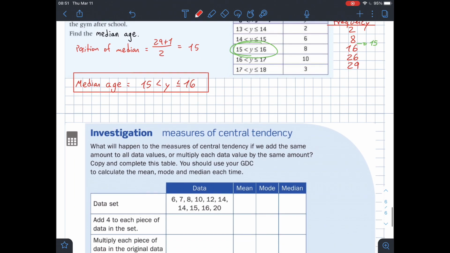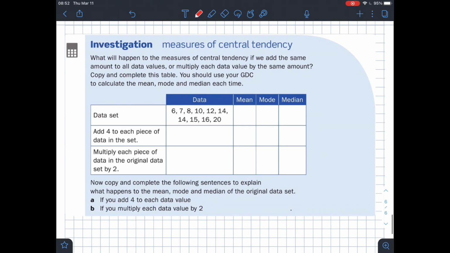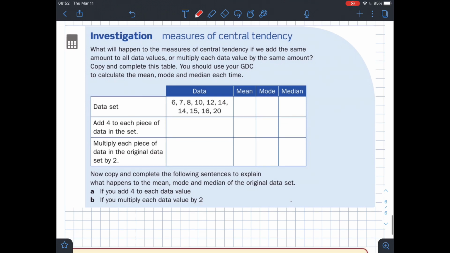Okay, we're gonna move on to this investigation in order to see how changes or constant changes may affect the mean, median, and mode, okay? So it says, what will happen to the measures of central tendency if we add the same amount to all data values or multiply each data value by the same amount? Copy and complete this table. You should use your GDC to calculate the mean, mode, and median each time.